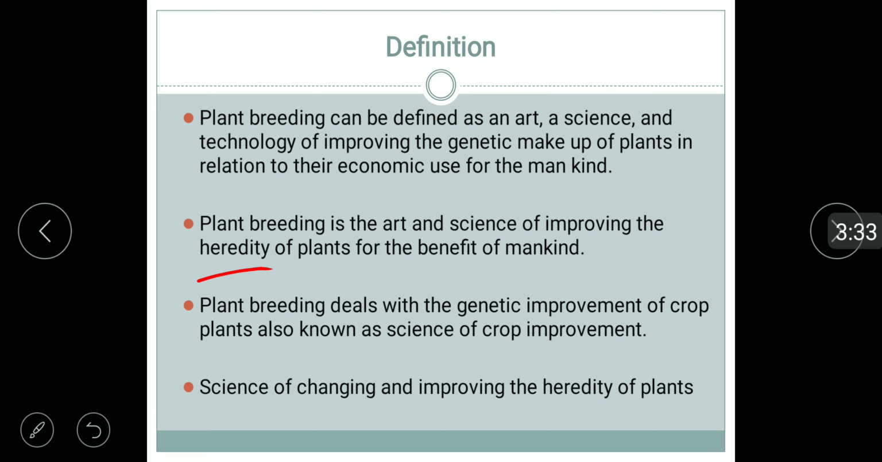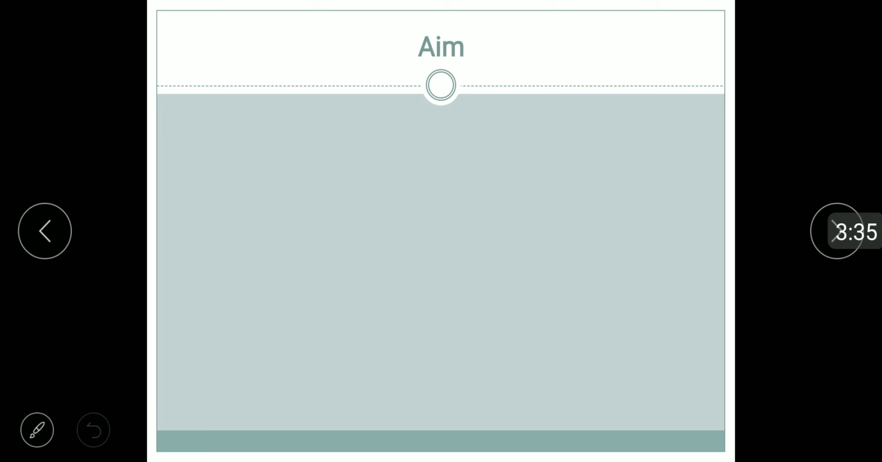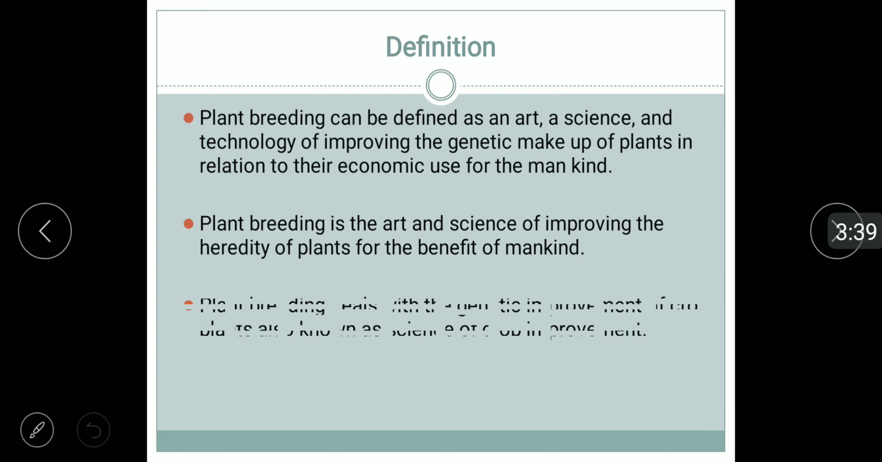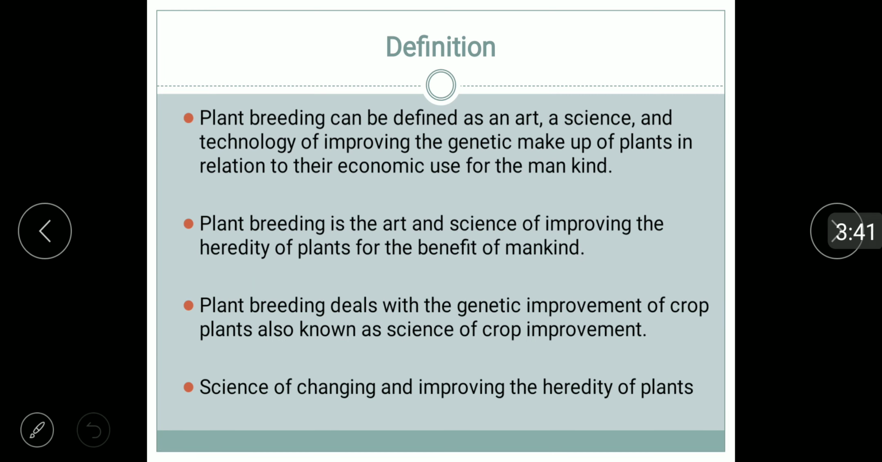It is the science of changing and improving the heredity of plants, because some of the traits may not be heritable from one parent to the next progeny, but we are making changes and improving heredity as required for humankind.